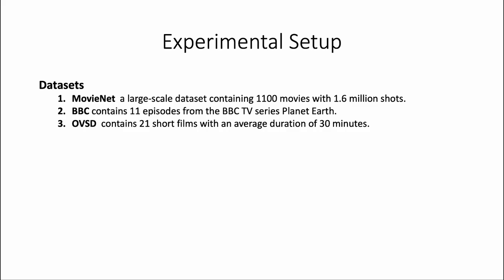We experiment on three movie scene detection datasets. First, MovieNet is a large-scale dataset containing 1100 movies with 1.6 million shots. Second, BBC contains 11 episodes from the BBC TV series Planet Earth. And third, OVSD contains 21 short films with an average duration of 30 minutes.